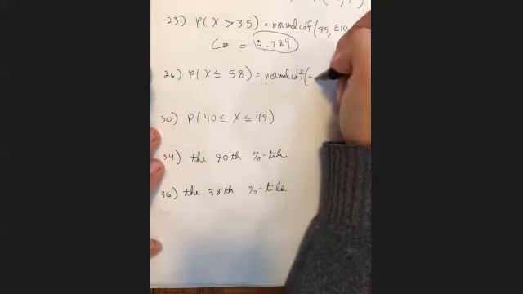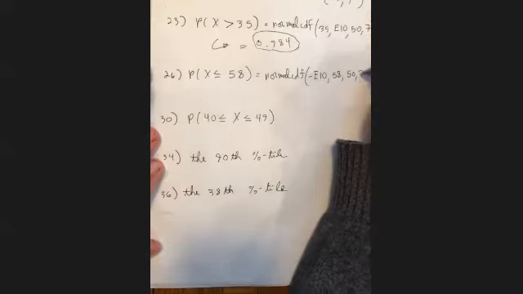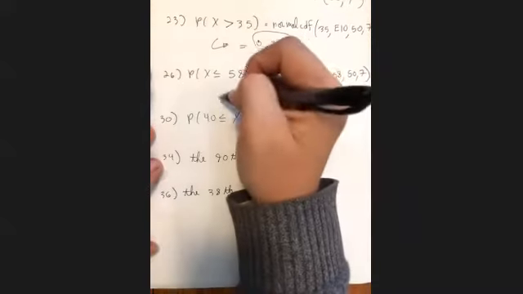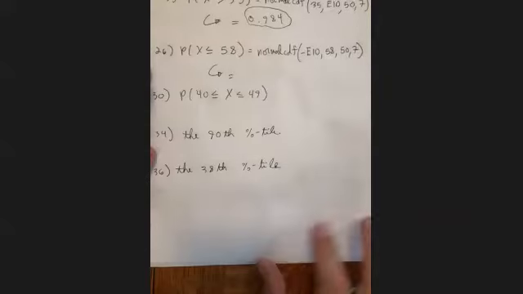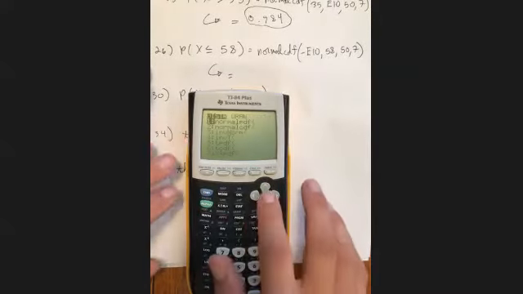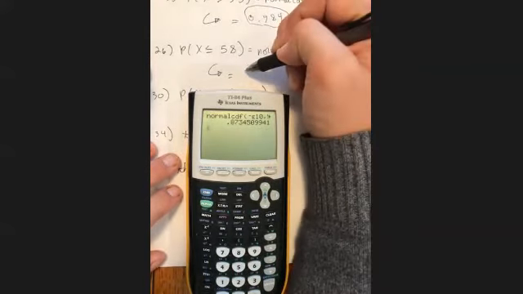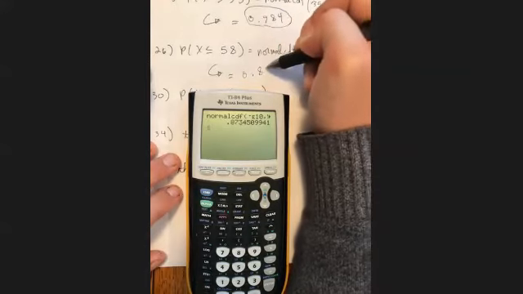Lower bound, something sufficiently negative, negative E10. Upper bound is 58, mean is 50, standard deviation is 7. So that's what we're punching into the calculator. I'll just go over it again. Second vars, second option, negative E10, 58, 57. And we get a result of 0.873.